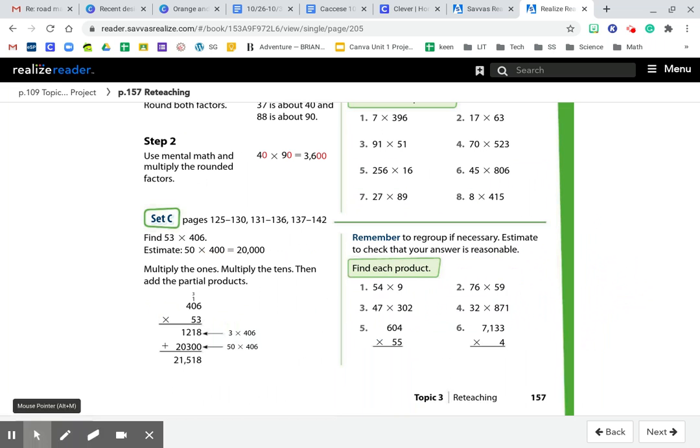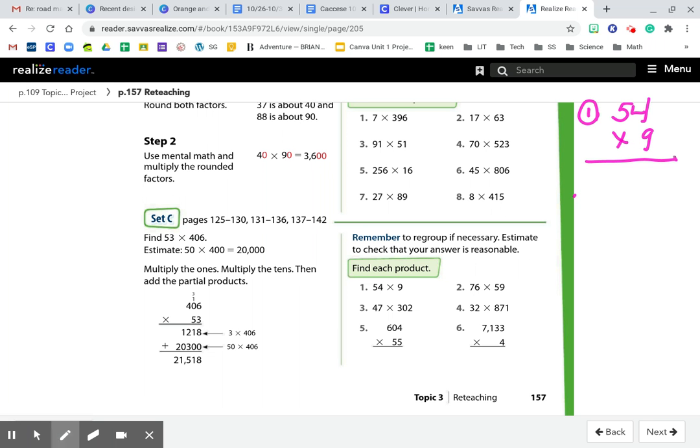For set C, remember to regroup if necessary, and estimate to check that your answer is reasonable. So in set C, we're actually just solving the problems. So you want to make sure you have this set up nicely on a piece of paper. Remember, you can turn your paper sideways to help you use the columns that are already on the paper to make sure things are nicely lined up.